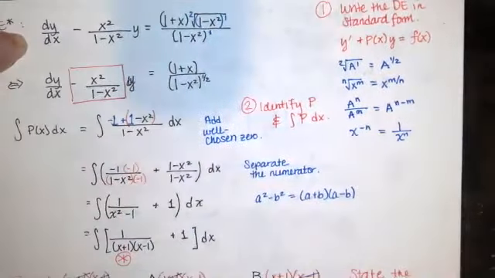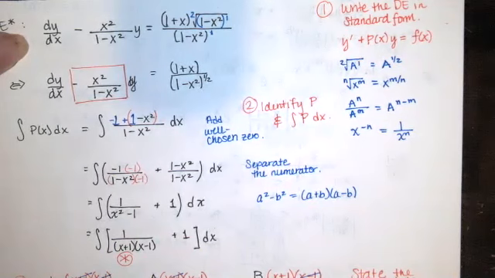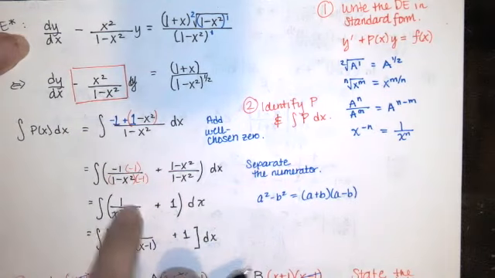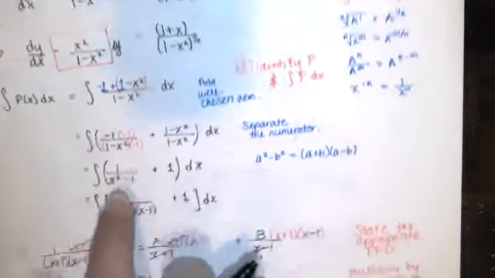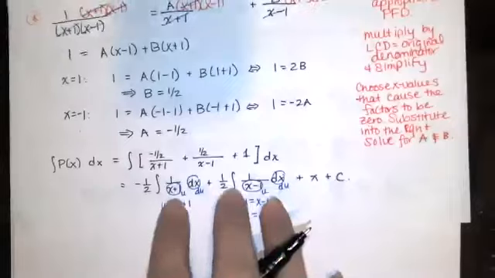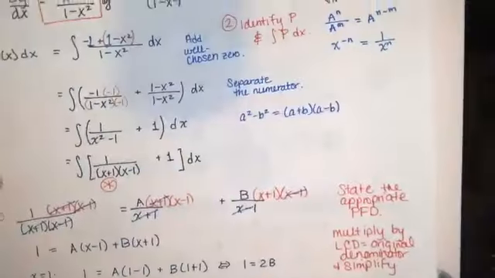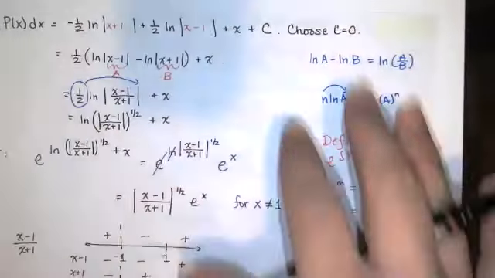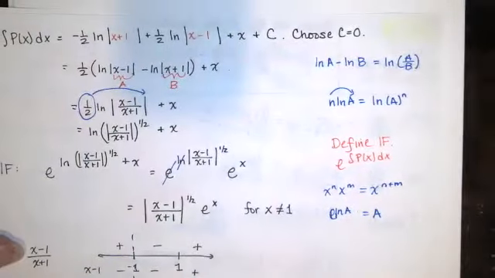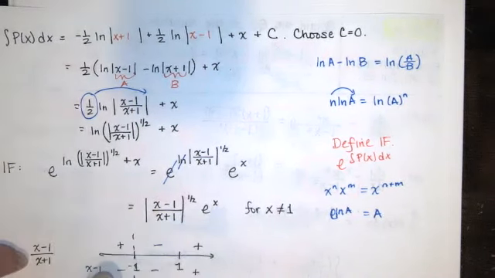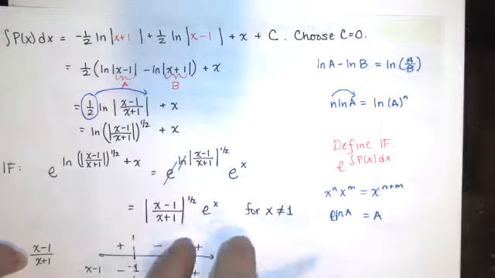You could start by adding a well-chosen 0 and separating the numerator. You can also use long division to get here. And then when you get here, you say, I'm gonna have to use partial fraction decomposition for this. So use partial fractions for this, which gets you here. And then you anti-differentiate. And you choose c to be 0 because you only need one integrating factor, not infinitely many integrating factors. Then e to that power is your integrating factor, which gets us here.